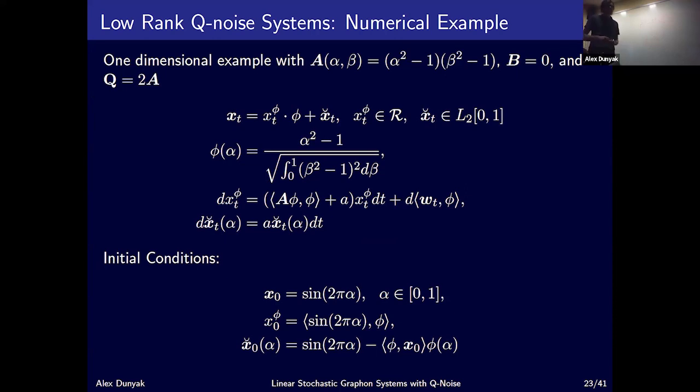For initial conditions, we're just going to say that x naught is a sine function along the unit interval, and x naught phi is just the projection of the sine function onto phi, and the x-perp is the initial condition minus the projection onto phi.